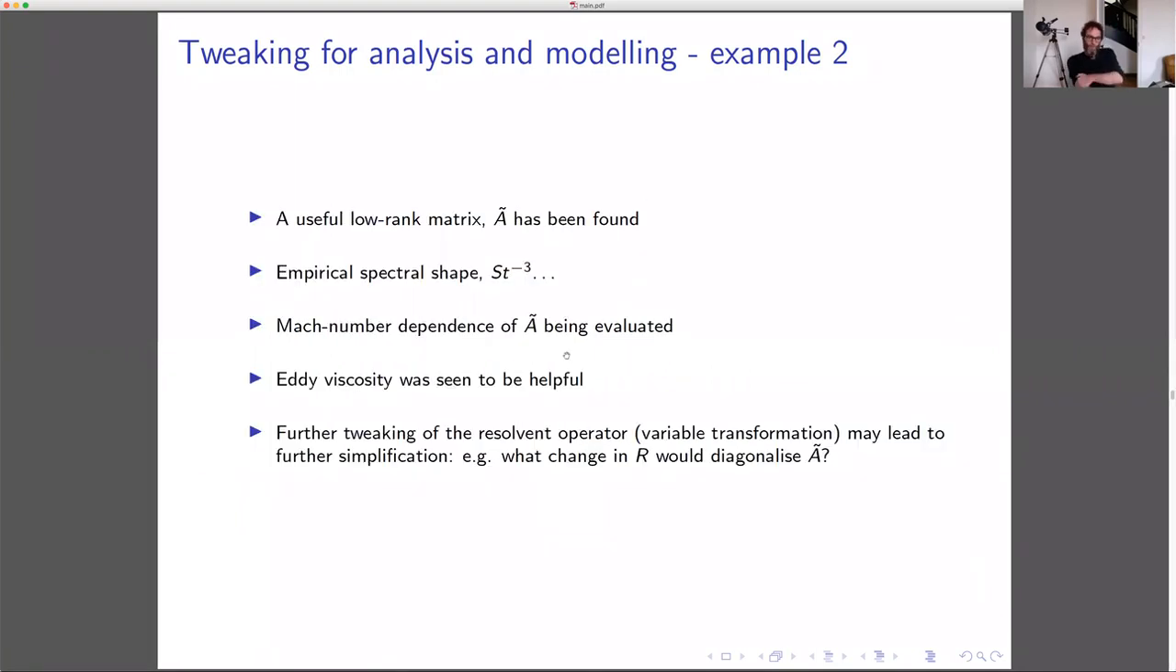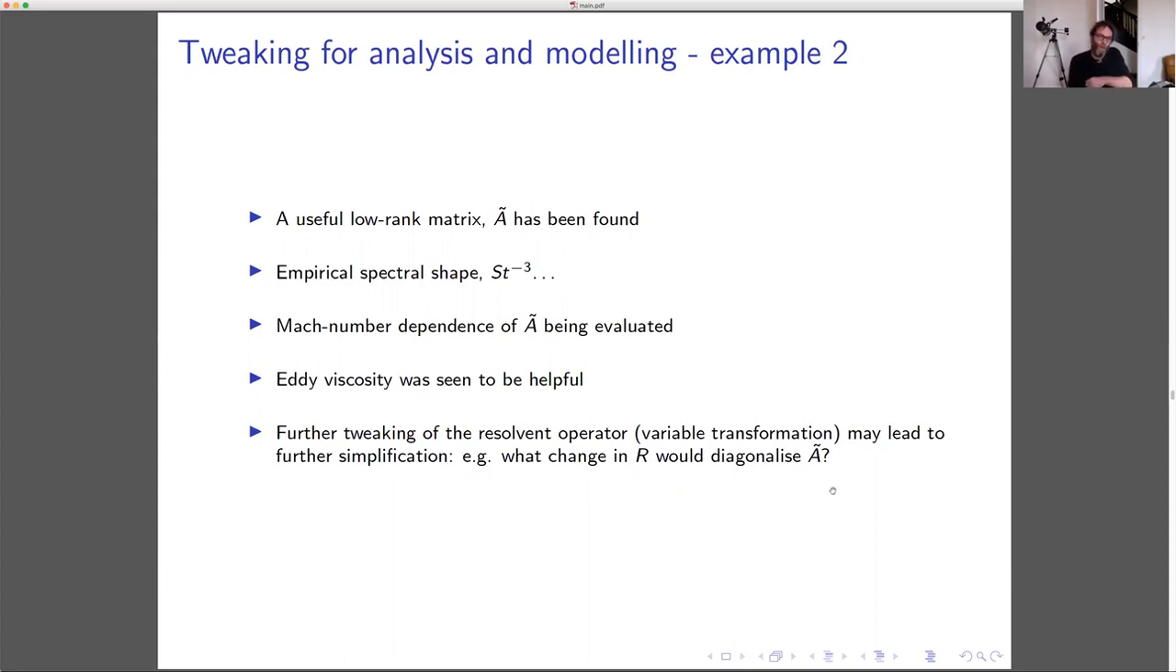So that's the wrap up on that bit. It was possible to find a useful low rank matrix that can reconstruct the statistics of the thing we're interested in. There are some interesting empirical shapes. The Mach number dependence is being explored, and from what I've heard so far, this trend persists as a function of Mach number. Eddy viscosity was here found to be helpful. And I think further progress on this might come from further manipulating or tweaking the resolvent operator in order to maybe diagonalize this thing, for example.